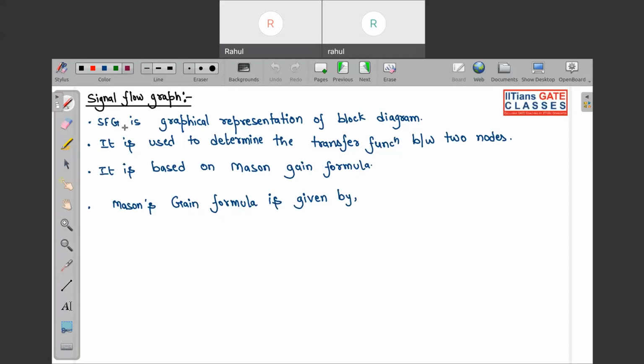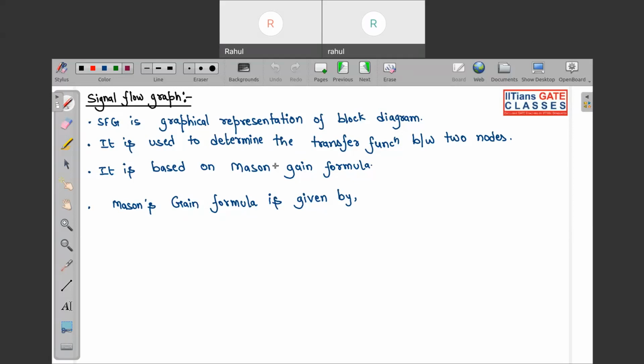So signal flow graph is basically a graphical representation of your block diagram. Block diagram takes a lot of time, and for manipulating the block diagram to get your transfer function, we require a lot of steps. So it is a kind of complex procedure to find your transfer function using block diagram. But signal flow graph is simple compared to block diagram reduction. In signal flow graph, we basically determine the transfer function between two nodes.